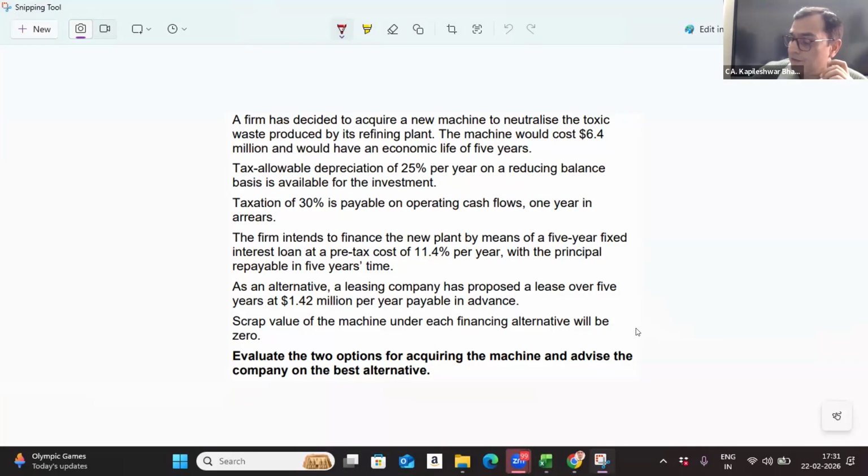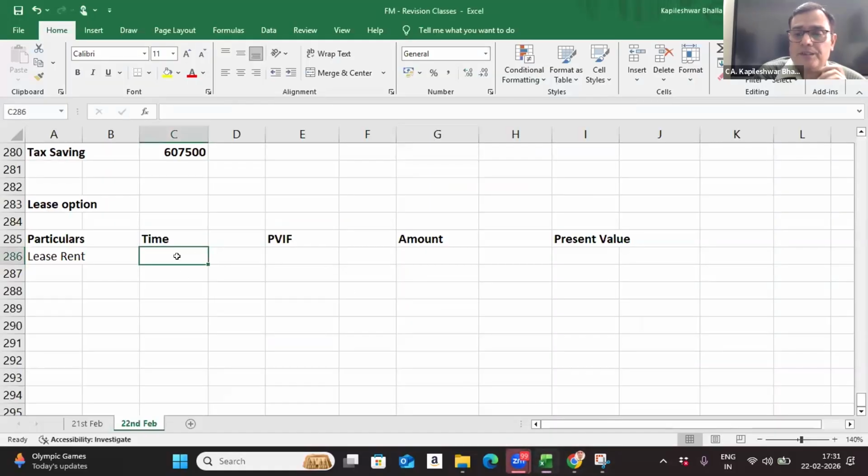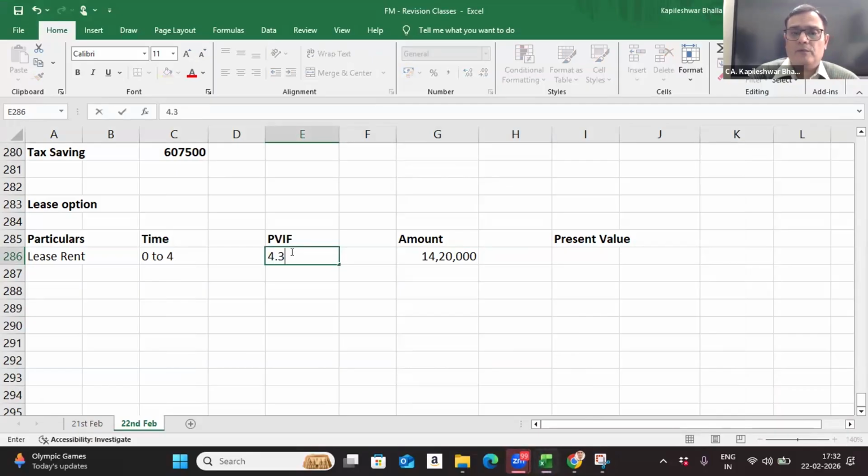So 14 lakh 20,000, this is going to be what timing factor? 0 to 4. That's correct. So this is going to be taken at timing 0 to 4. So let's see the PV factor, and this is going to be 1.42 million, that is 14 lakh 20,000. So let's see the PVIF at 8%. 4.312, I guess. That's right. So this is 4.312. So this will be into the PV factor.